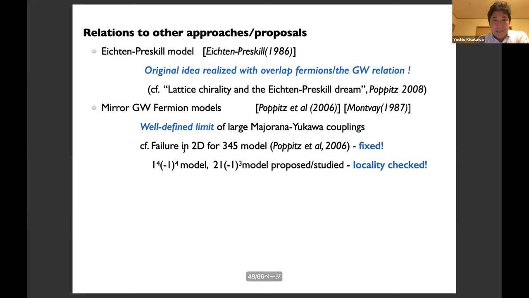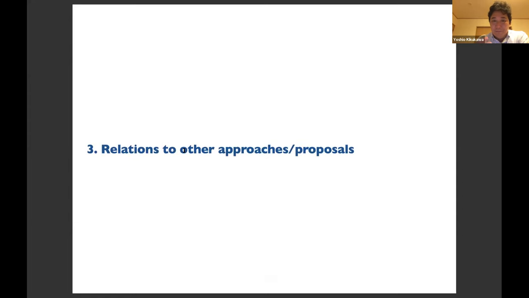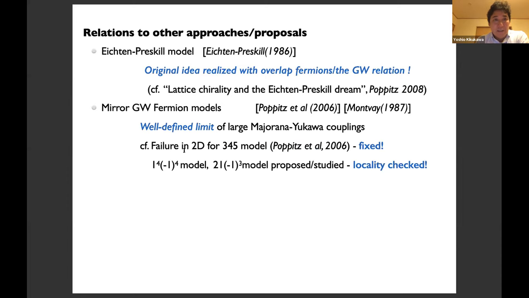Now let me discuss. So this is a story about my proposal of the SO(10) measure, okay? And let me discuss the relation to the other approaches and proposals. For the Eichten-Preskill model, the original idea is realized with overlap fermions. And this is nothing but what Professor Poppitz tried to do, as explained in this talk slide. And as to the mirror fermion Ginsparg-Wilson fermion model proposed by Poppitz and studied by him.